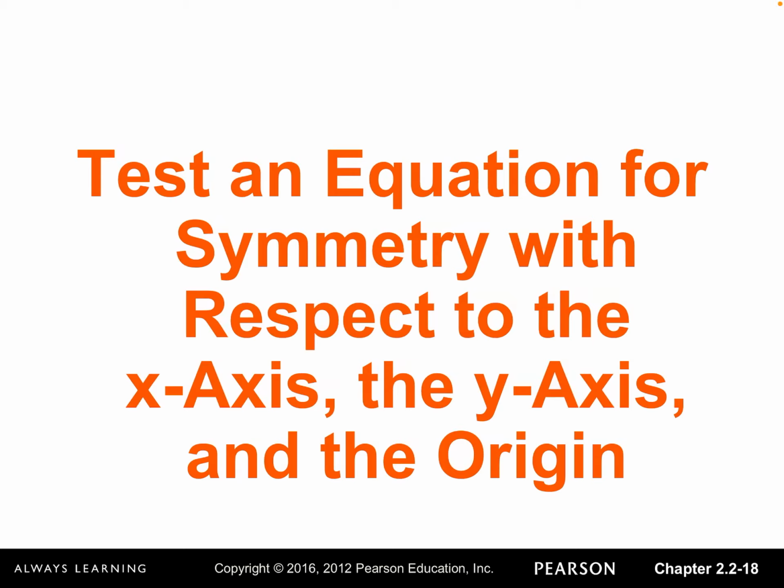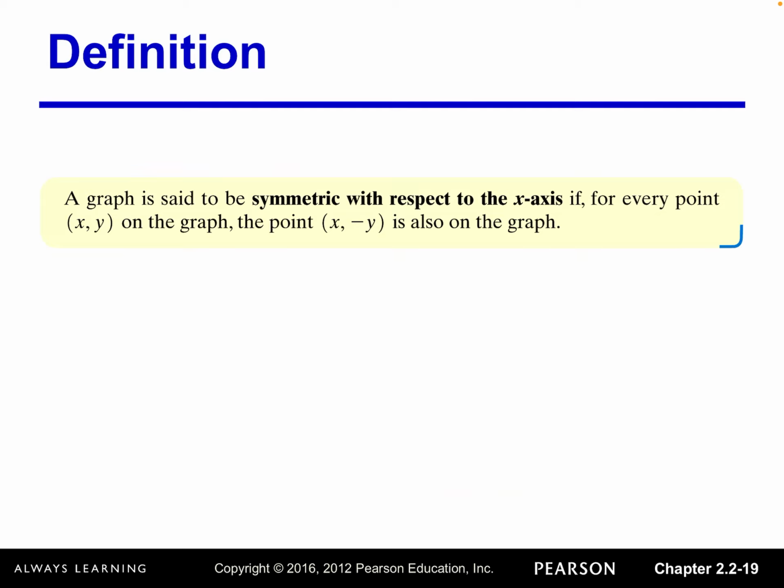Now let's look at how to test an equation for symmetry property. There are three different types of symmetry property. One is symmetric with respect to the x-axis, one is symmetric with respect to the y-axis, and the other one is symmetric with respect to the origin. So let's look at the definition first.